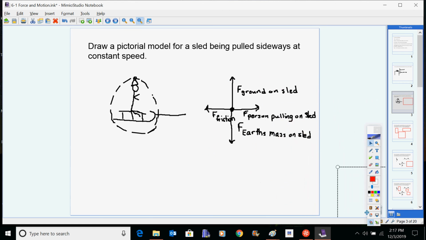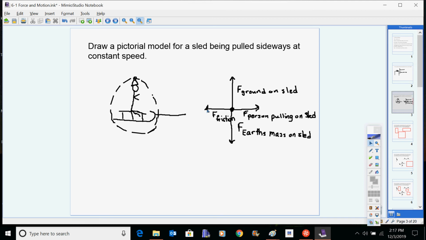So our force diagram for this, you've got the force of the Earth's mass on the sled that pulls downward, and the force of the ground that pushes upward. They're equal and opposite. This up and down one are the ones that keep it from flying off the earth, and then also keep it from plummeting down through the earth. But the fact that it's going at constant speed means that the other ones also have to be equal and opposite. So the person pulling on the sled got it going, and they are pulling this way.